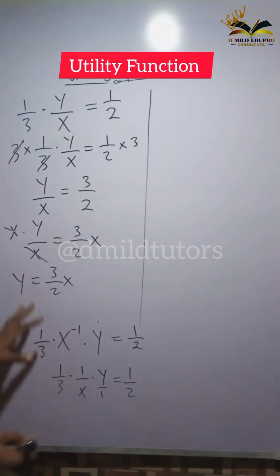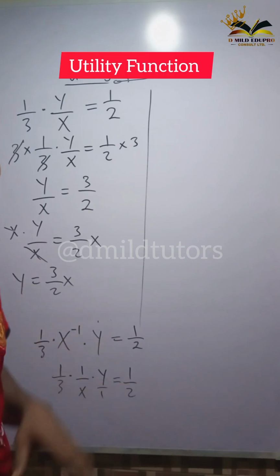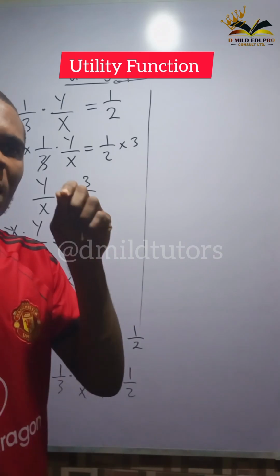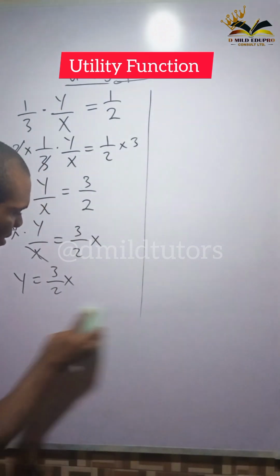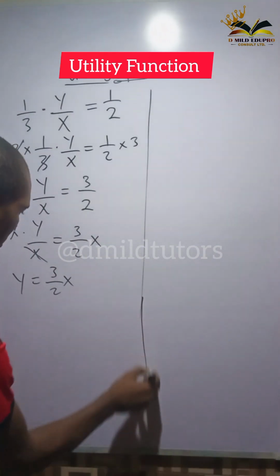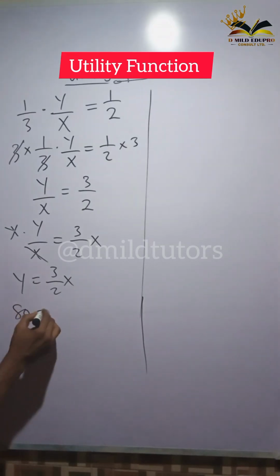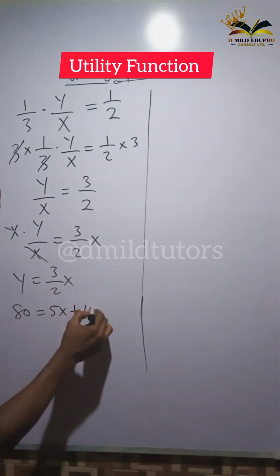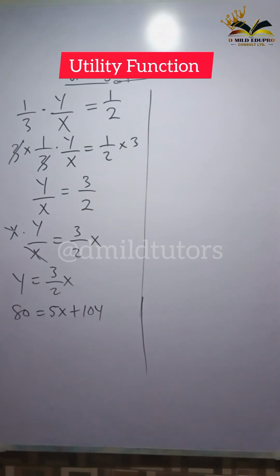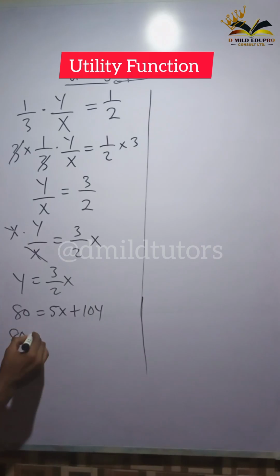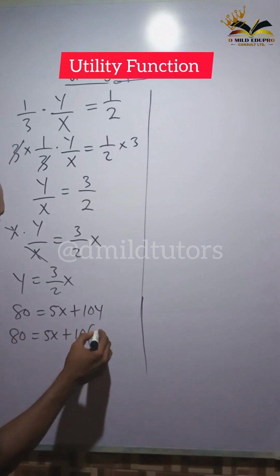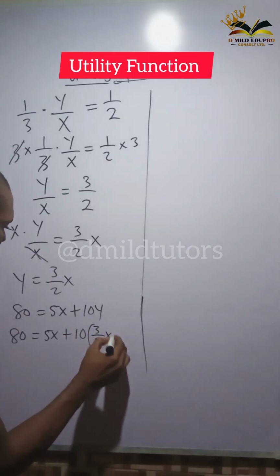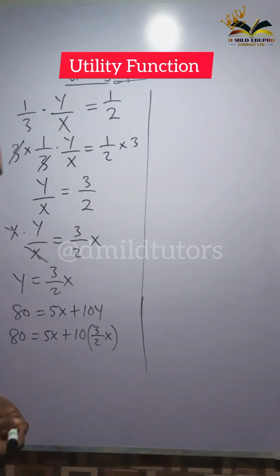Now that we've gotten y as 3 over 2x, we're now going to substitute that y into our income budget. Don't forget that the income budget says 80 equals 5x plus 10y, and we've gotten our y already. So we're going to have 80 equals 5x plus 10 into brackets 3 over 2x. Right? Hope you are following.